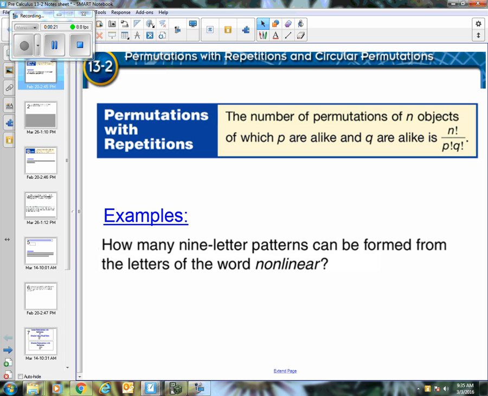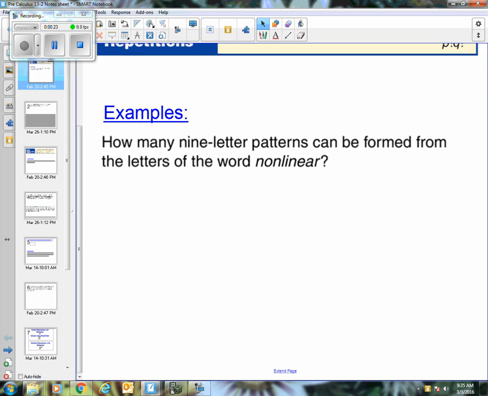I'm going to start you off with an example. So I'm going to skip the box at the top. I want to talk about this example. It says, how many 9-letter patterns can be formed from the letters of the word nonlinear? So nonlinear. Well, first of all, how many letters are we choosing from? So let's just double check and see. How many letters do you have in the word nonlinear? So go ahead and count those. Looks like there's 9.